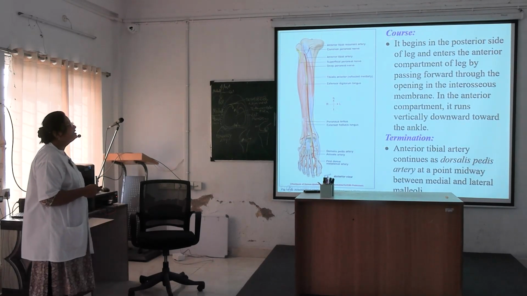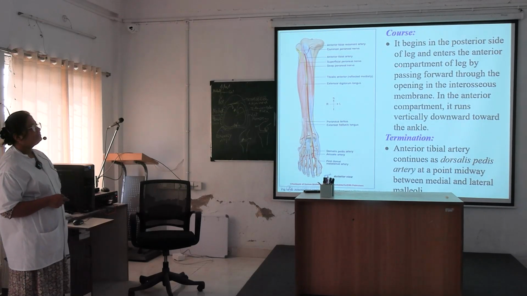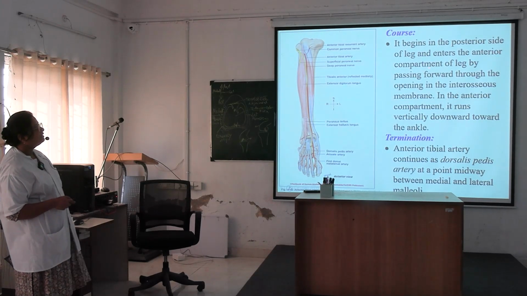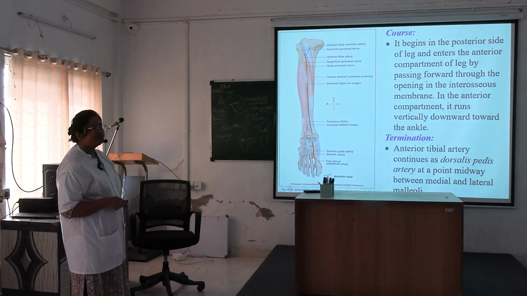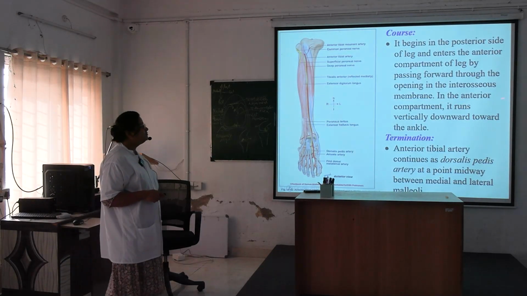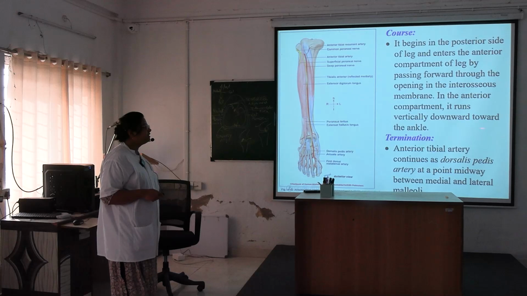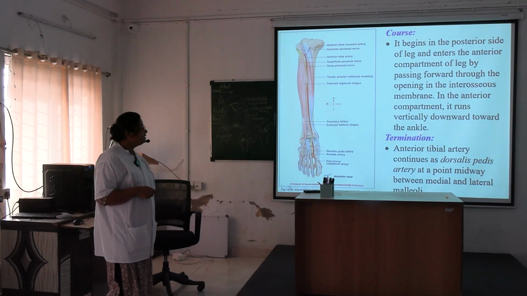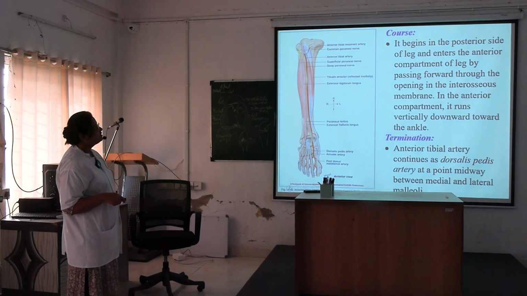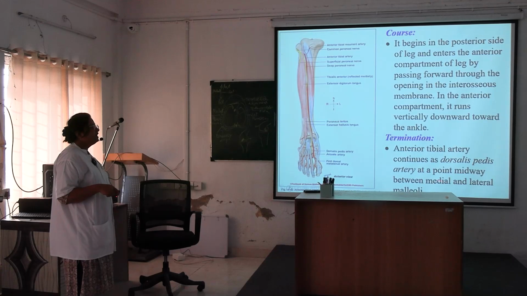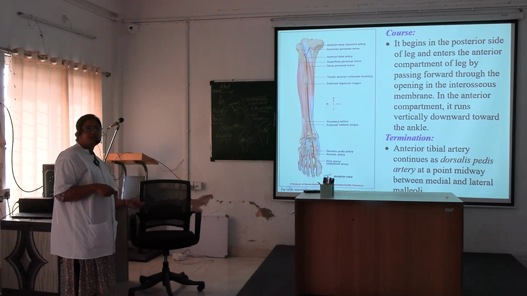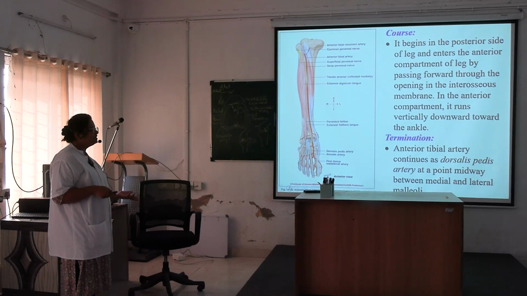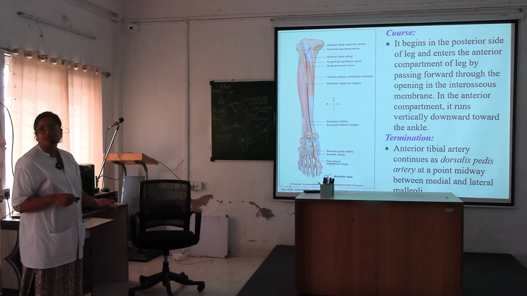What is the course? It begins on the posterior side of leg, enters the anterior compartment of leg by passing forward through the opening in the interosseous membrane. In the anterior compartment, it runs vertically downward towards the ankle. How does it terminate? It continues as dorsalis pedis artery at a point midway between medial and lateral malleoli, over the dorsum of the foot.